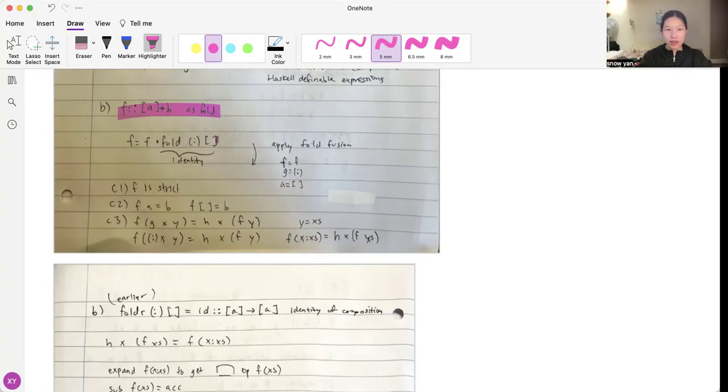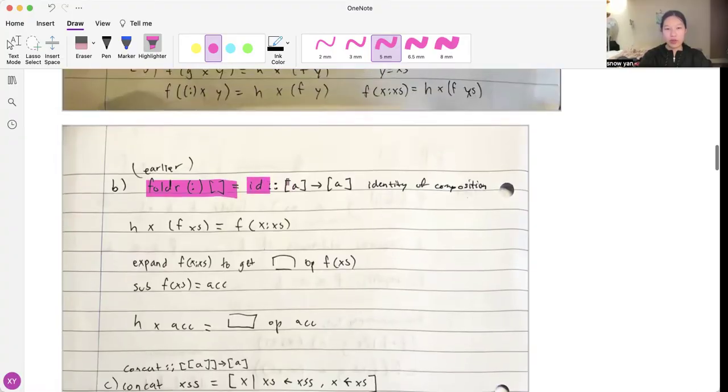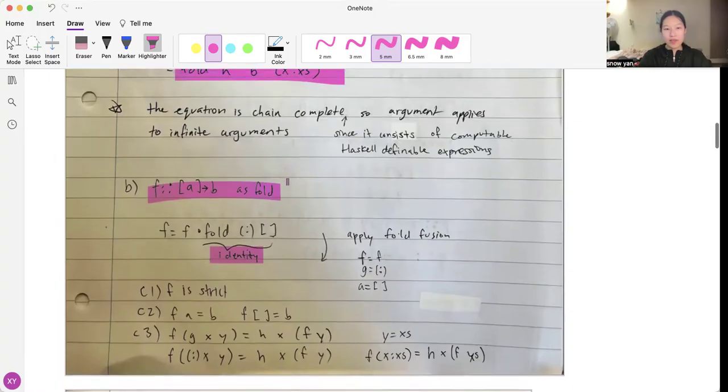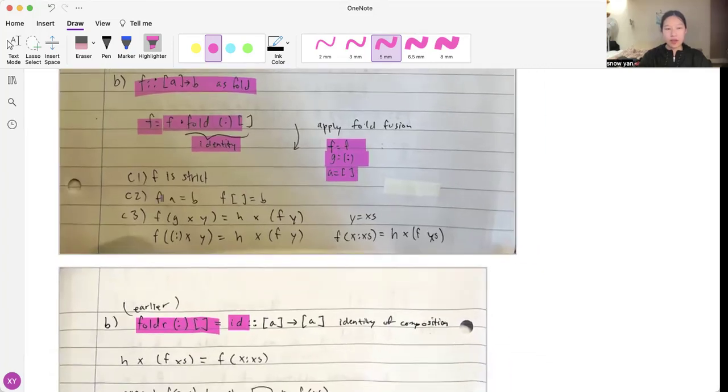And the simplest thing that we can do to not change anything up is to use the identity function, which we have here. Fold R of cons of an empty list is just the identity function, recreating the list, right? So what I can take advantage of is f is just equal to f composed of this thing. And then I would be able to see that f is equal to f, g is equal to the cons, and then a is equal to the empty list. And I'm going to be checking the three conditions. F is strict, f of a equals b, which means in this case, f of empty list is equal to b. And then the third condition, f of g of xy is equal to h of x of fy.